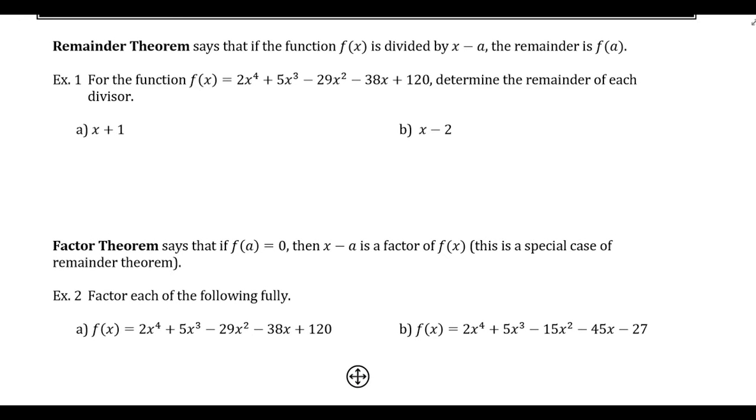For the function f of x equals 2x to the 4th plus 5x cubed minus 29x squared minus 38x plus 120, determine the remainder of each divisor. So for this one, my a would be negative 1. If I want to know the remainder, I just calculate f at a, which is negative 1. Why is a negative 1? Because that's what the remainder theorem says. It's x plus 1 that I'm dividing by, but it's x minus a.